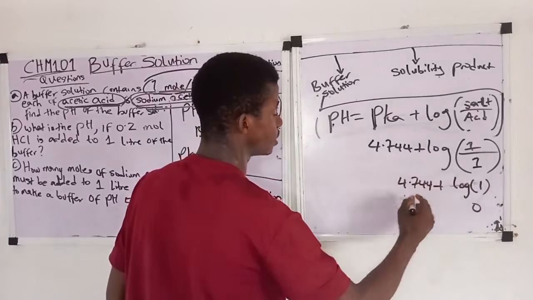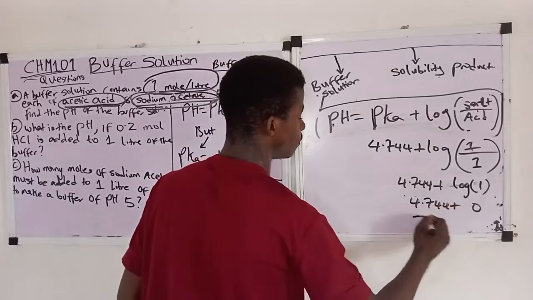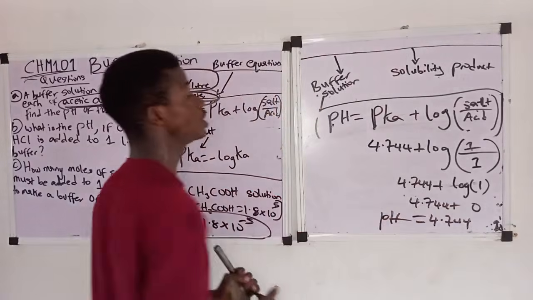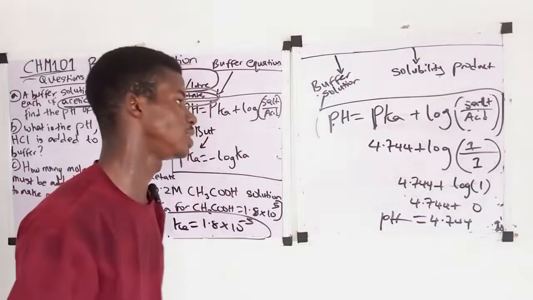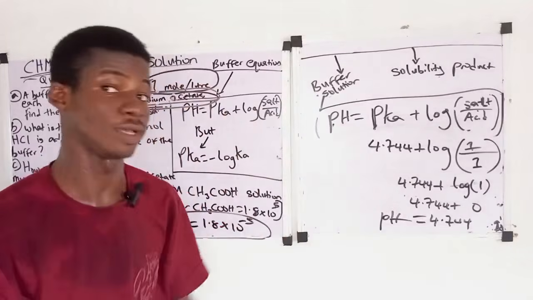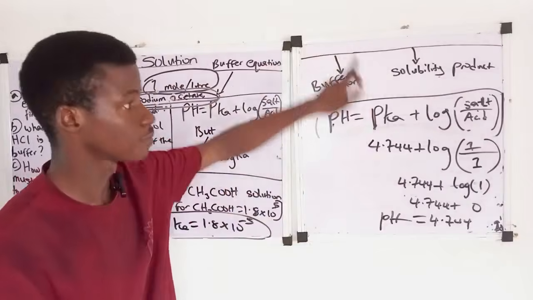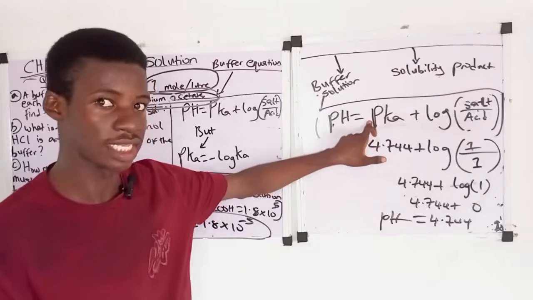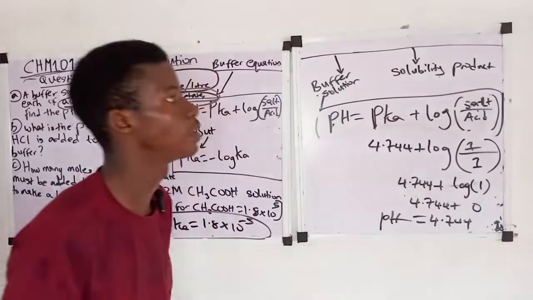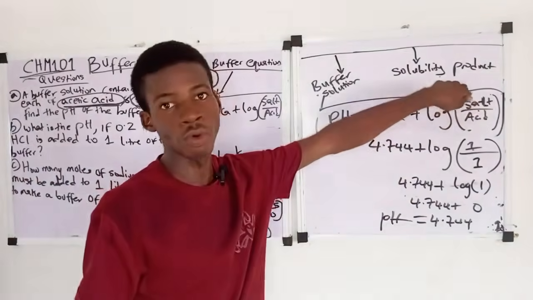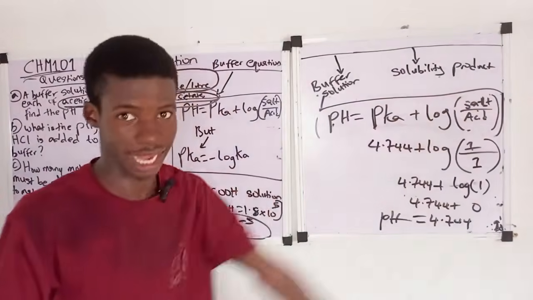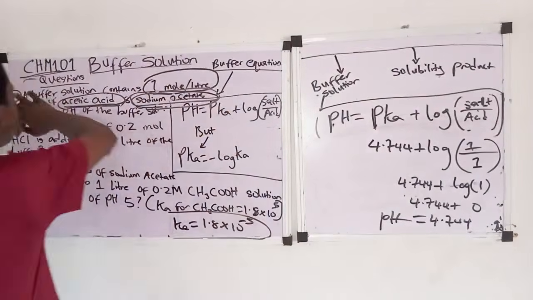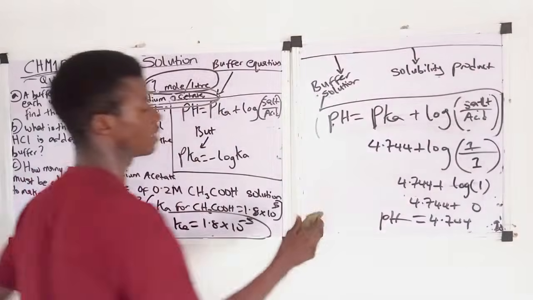So 4.744 plus 0 will give us 4.744. So this is the pH of this buffer solution. It's very easy, okay? The more we go, the more it gets trickier. They'll give you the Ka. When you look at a pK, it's very easy. The pK is the negative log of the Ka value. Then use the mole of the salt divided by the mole of the acid. Use mole, very important. So the pH of this buffer solution is 4.744.